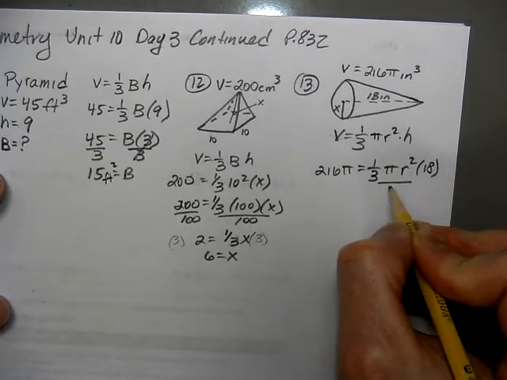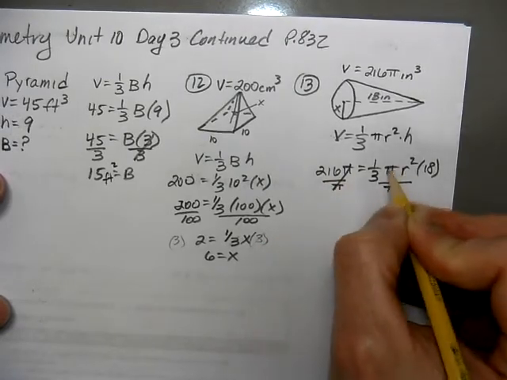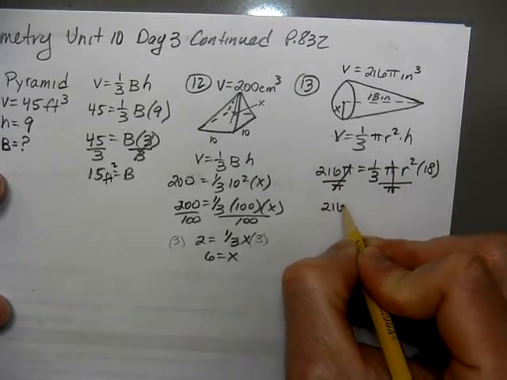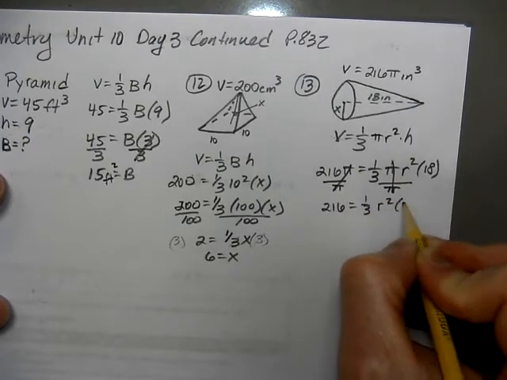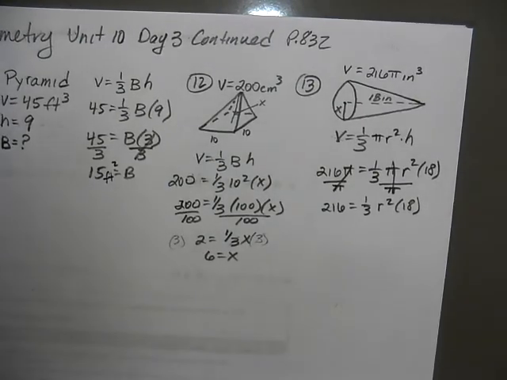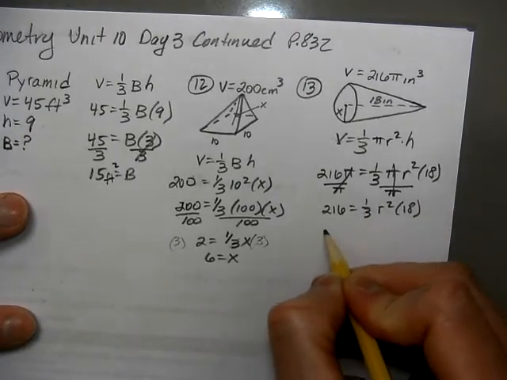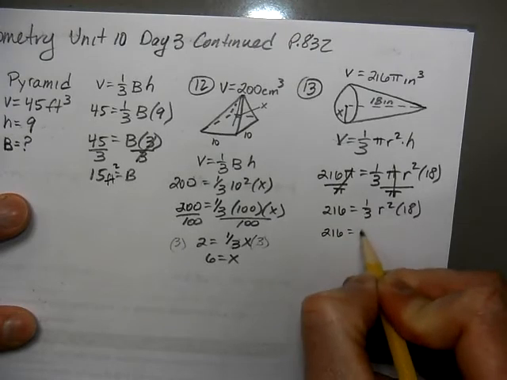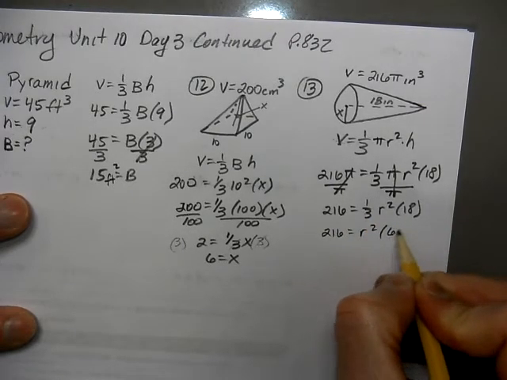So we can divide by the pi to get 216. With the 1/3, we can multiply both sides by 3 to get rid of it. Or I could take 1/3 of the 18. I'll choose to do that. 1/3 of 18 is 6.